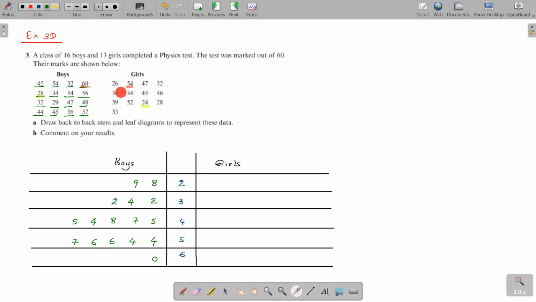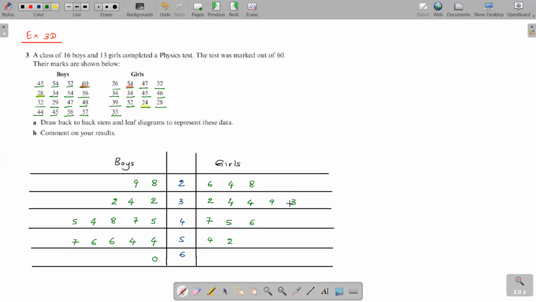First one, 26. The stem is 2, leaf is 6. 54, stem 5, leaf 4. 47, stem 4, leaf 7. 32, stem 3, leaf 2. 34, stem 3, leaf 4. Another 34, stem 3, leaf 4. 45, stem 4, leaf 5. 46, stem 4, leaf 6. 39, stem 3, leaf 9. 52, stem 5, leaf 2. 24, stem 2, leaf 4. 28, stem 2, leaf 8. 33, stem 3, leaf 3.